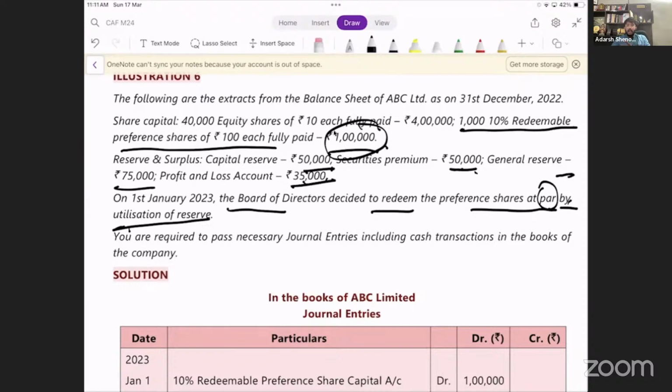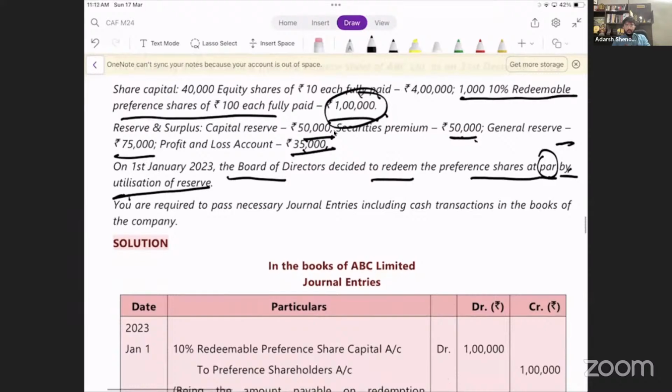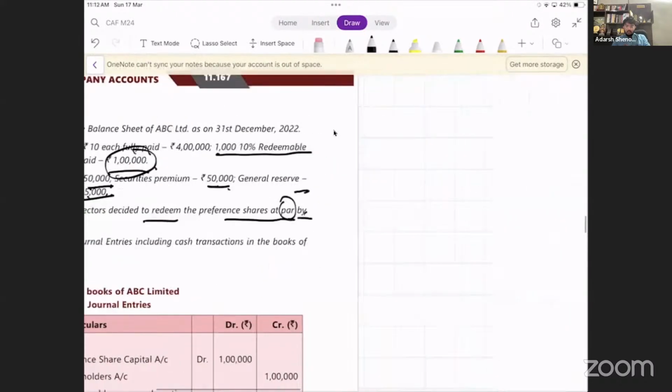So we need total 1 lakh. So we can pick it in any sequence. We can pick 75,000 full from general reserve and remaining 25,000 from P&L account. Or you can pick 35,000 from P&L account and 65,000 from general reserve or any other proportion. There's no condition over here. Both are free reserves. Let's start with the entries.